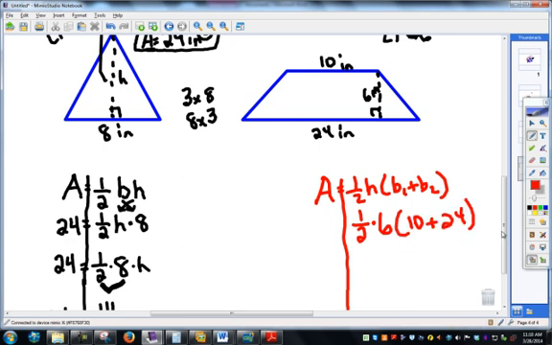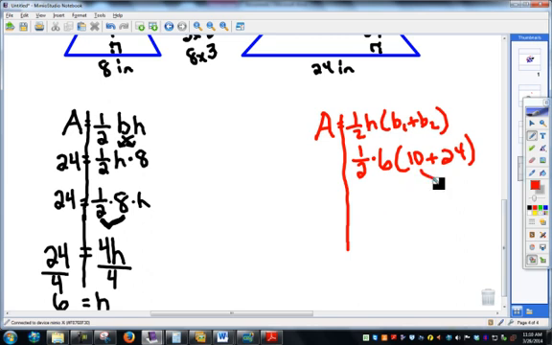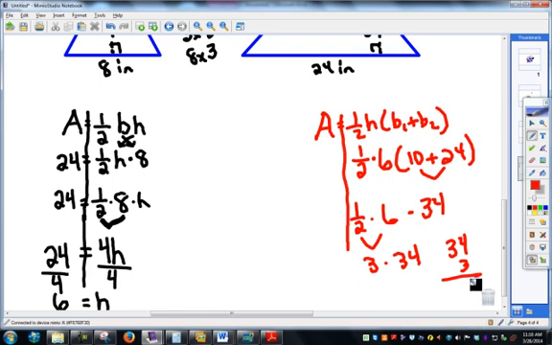The bases are always the parallel sides. Okay, I do this first. I get 34, and then it's 1/2 times 6 times 34. 3 times 34 is, I think 102, but let's check. 102 inches squared. Again, here's your 3 points. Your formula, right there, your answer, and your units. Okay?